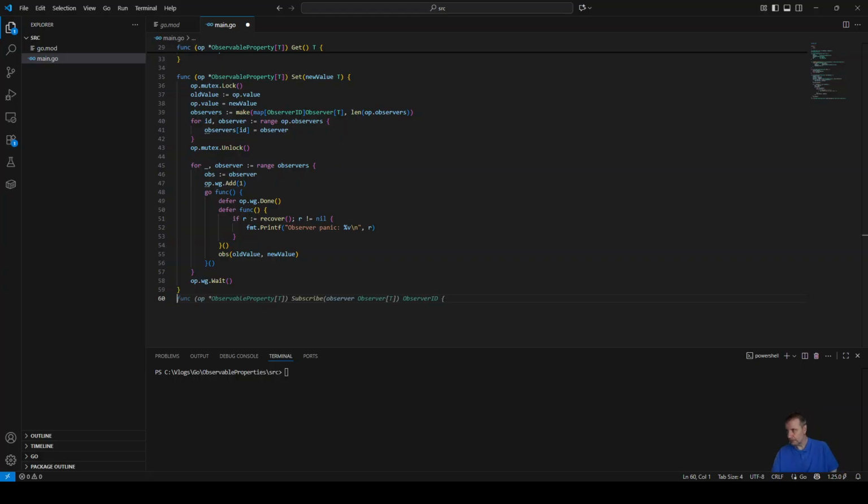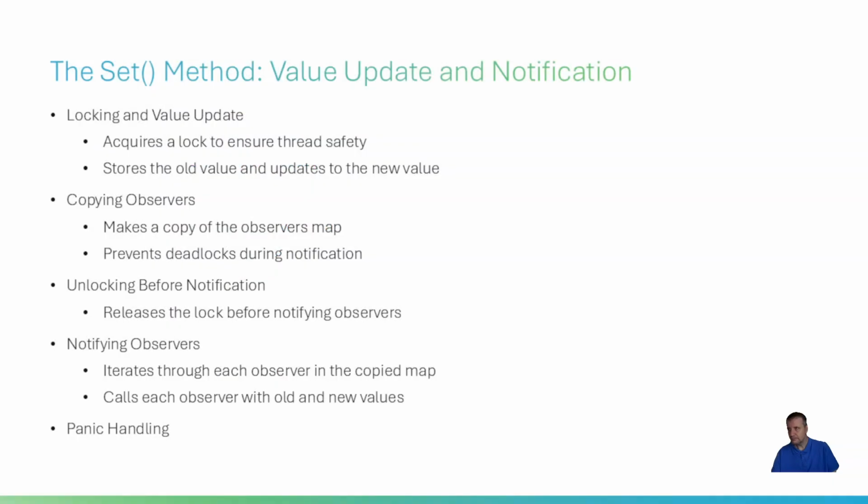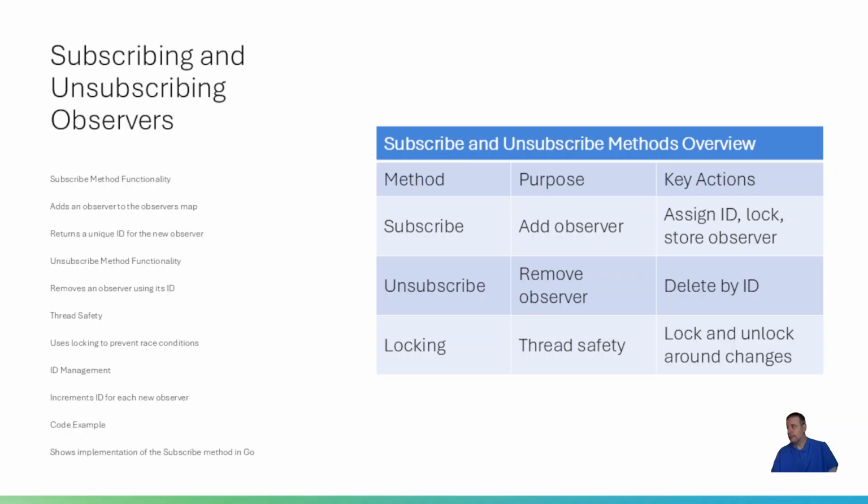Next, we're going back to another screen. We have subscribing and unsubscribing. Subscribing means we add an observer to our observers map, assign an ID, and return this new ID. The unsubscribe method is a bit simpler. It receives an observer ID, it acquires a lock on the observable property, and it deletes this observer. Simple as that. Let's have a look at how they work.